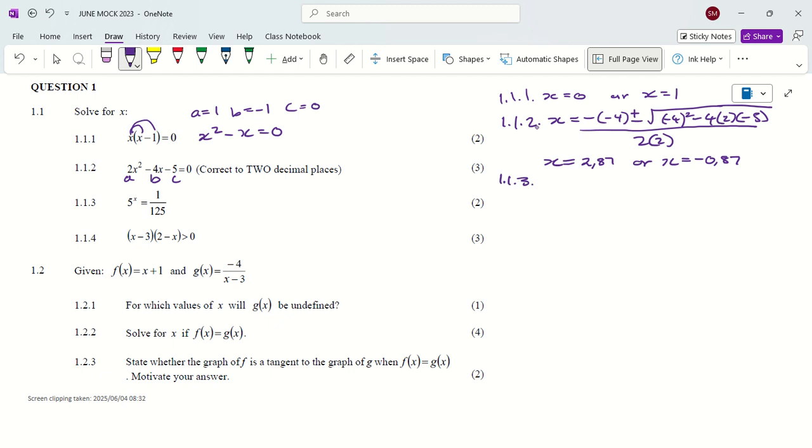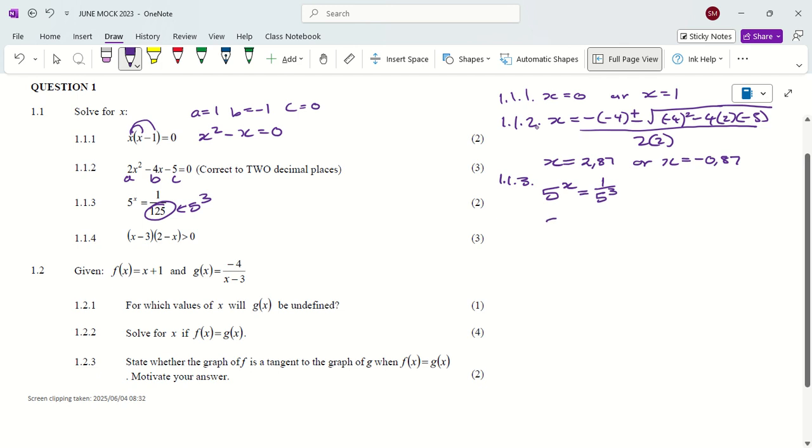1.1.3. We are given that 5 to the exponent x is equal to 1 over 125, right? But now x is in the exponent, so we know this is an exponential equation. So the thing that we must do now is to make sure we write 125 as a base 5. 125 as a base 5 is 5 to the exponent 3. Sharp. So it's 1 over 5 to the exponent 3.